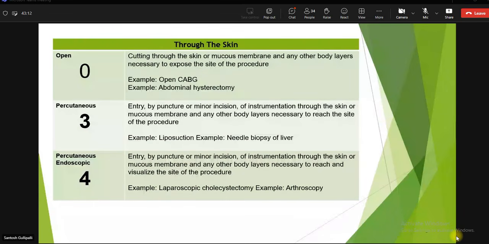At the time of liposuction, the physician inserts a tube into the fat pocket. The tube is for suction into the fat. The incision is made to insert the tube, to pass the needle, to pass the catheter. That type of approach is considered as percutaneous approach. Understand, guys, what is the difference between open versus percutaneous approach?